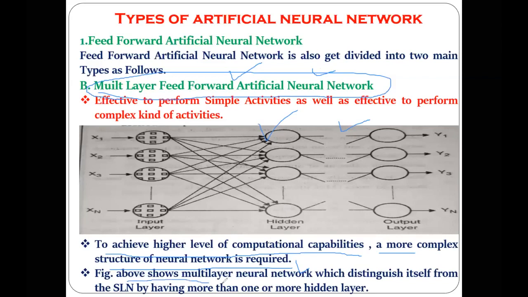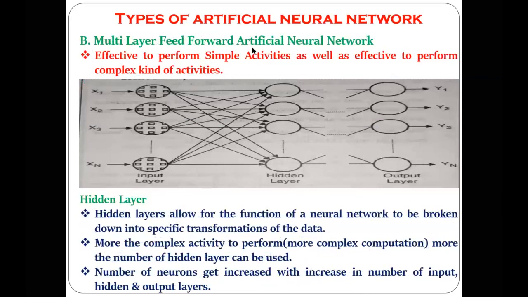So, the figure above shows the multi-layer neural network, which distinguishes itself from the single-layer network by having one or more hidden layers. Okay. So here also I have mentioned specifically about the hidden layer. Hidden layer allows for the function of neural network to be broken down into specific transformations of data. What do you mean by this? Hidden layer allows for the function of neural network to be broken down.